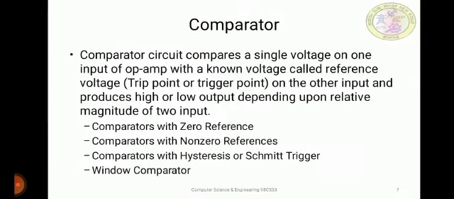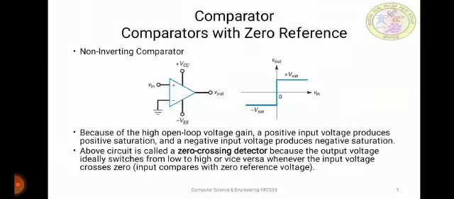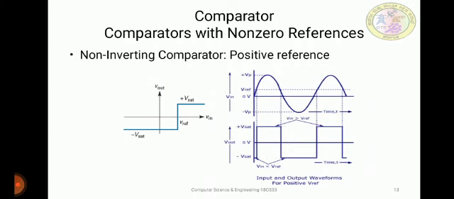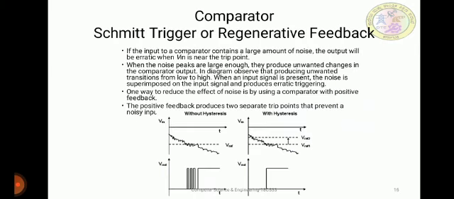Next, we have the comparator, but this is not included in your syllabus. But in order to study the next topic, that is the Schmitt trigger, you need to have the basic concepts of the comparator. So whenever you get free time, just go through the slides which I have given there. Next topic we have is the Schmitt trigger.